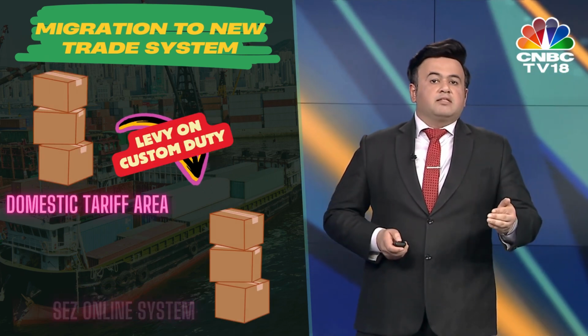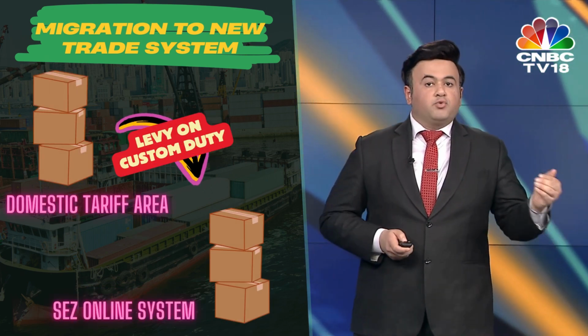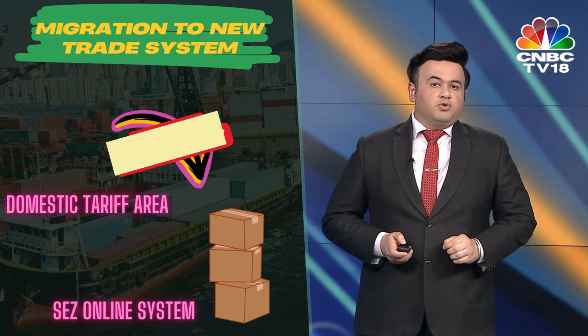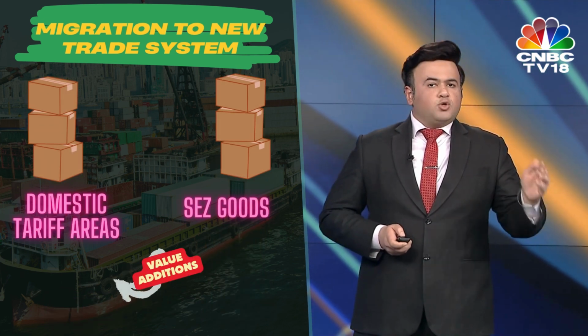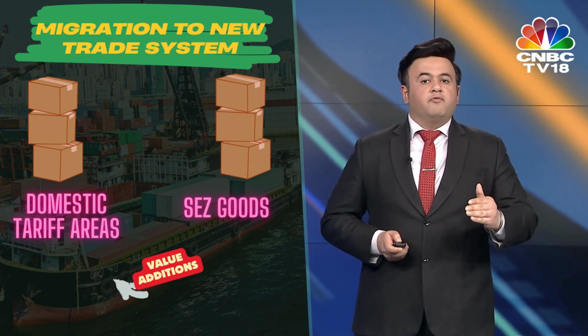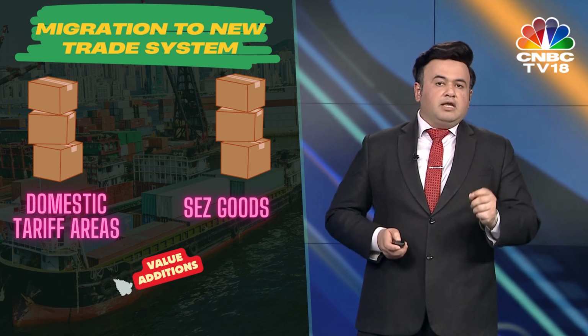Sources had explained that the movement of goods from DTAs to SEZs is technically an export for purposes of levy of customs duty. Goods manufactured in SEZs often go for value addition or job work to DTAs and come back, which needs to be accounted for separately in IceGate.